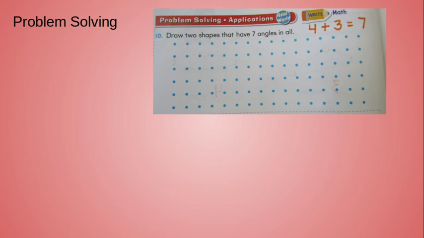Well, I can't draw a one-sided shape because that doesn't exist. Same thing, I can't draw a 2-sided shape because it wouldn't be closed. I can draw 3-sided shapes. Those are triangles. And I can draw a 4-sided shape. Those are quadrilaterals. Well, I figured out that 4 plus 3 equals 7. A 4-sided shape is a quadrilateral, and a 3-sided shape is a triangle. So I'm going to draw a quadrilateral and a triangle to add up to a total of 7 angles.